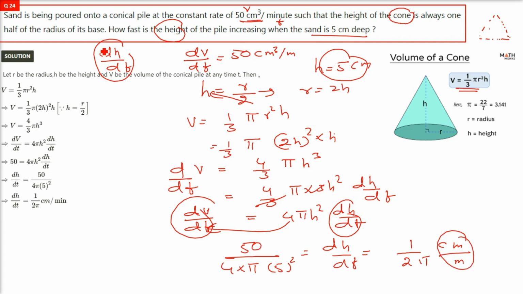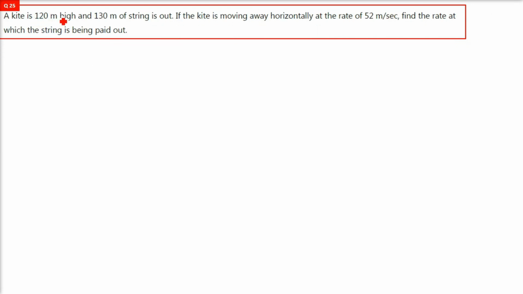This is your result. A kite is 120 meter high and 130 meter of string is out. If the kite is moving away horizontally at the rate of 52 meter per second, find the rate at which the string is being paid out.